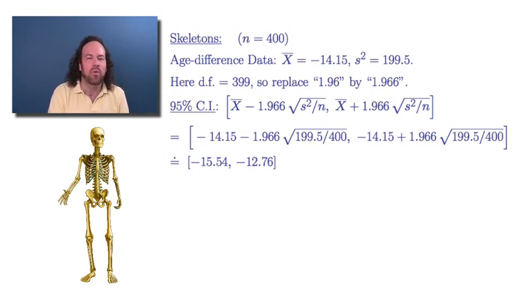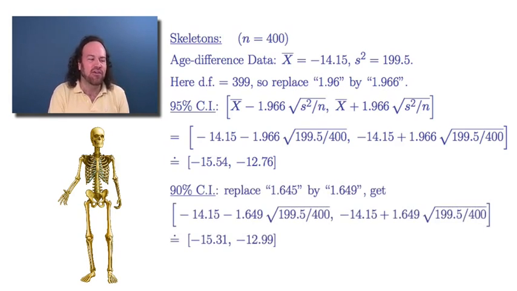Or maybe we only wanted a 90% confidence interval. We didn't need to be quite so confident. Well, in that case, instead of the value 1.645 for the normal, turns out we use a value about 1.649, just a tiny bit higher again. And we can plug that in, and sure enough, we get a 90% confidence interval for the true mean of those age differences.